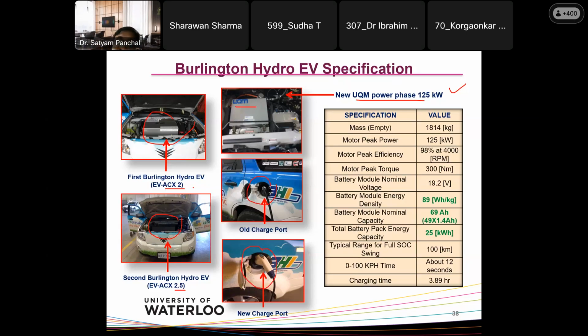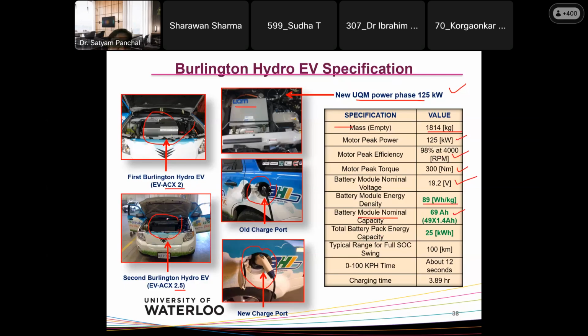For modeling, we need a couple of parameters. Vehicle mass is basically 2000 kg. Motor peak power is 125 kilowatt. Motor efficiency is 98% at 4000 RPM. Peak torque is 300 Newton meter. Battery module nominal voltage is 19.2 volt. Battery module energy density is 89 watt hour per kg. Battery module nominal capacity is 69 amp hour.